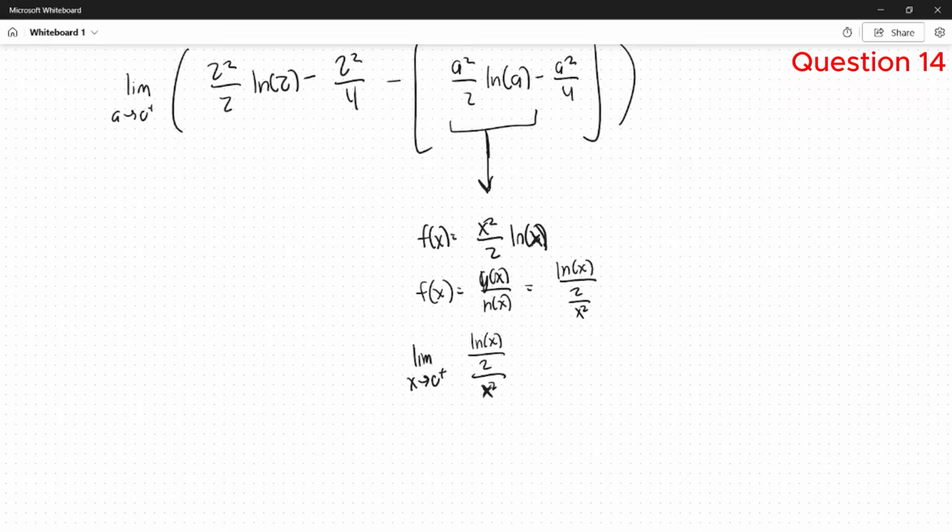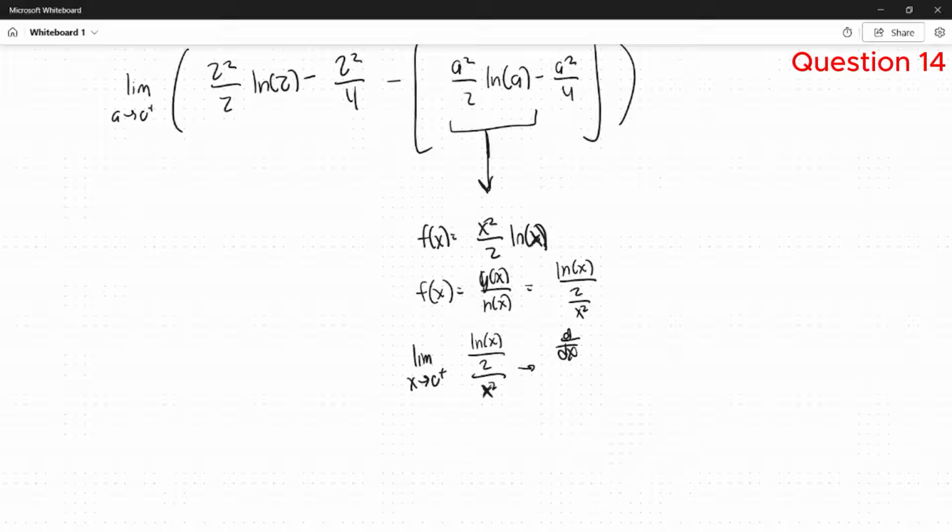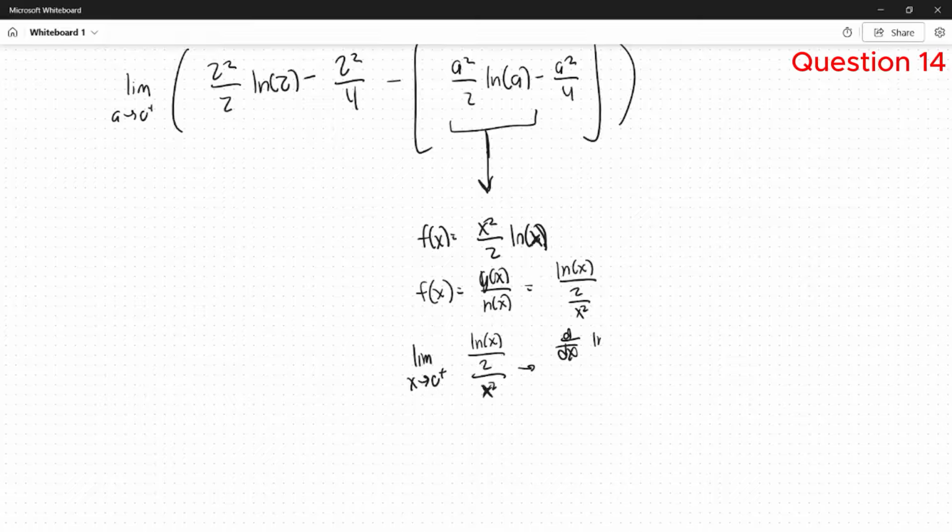So then we can take the L'Hopital. We would do 1 over, okay, hang on. Actually, I'm going to write the entire thing. So this would be d/dx of ln of x all over d/dx of 2 over x squared.